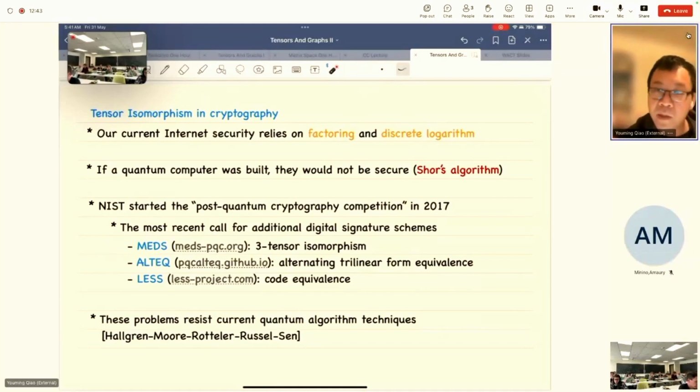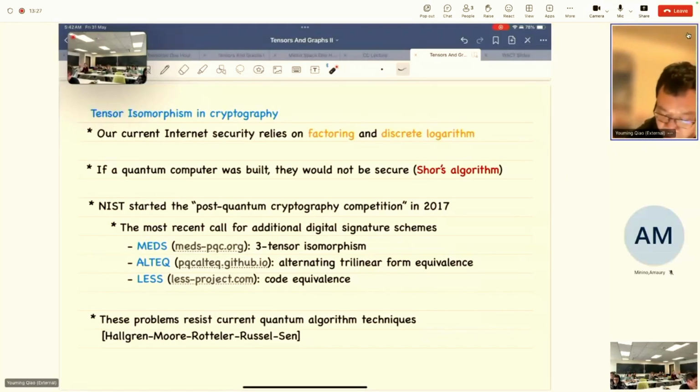And it turns out there are 3 submissions to the NIST additional digital signature scheme call, including ours. So you can see their website here. The security foundation of MAYO is essentially just 3 tensor isomorphism. So if you can develop faster algorithms for 3 tensor isomorphism, which makes use of random tensors, you make some progress on understanding the security of MAYO. There's another one called ALTEQ, which is by me and my collaborators.